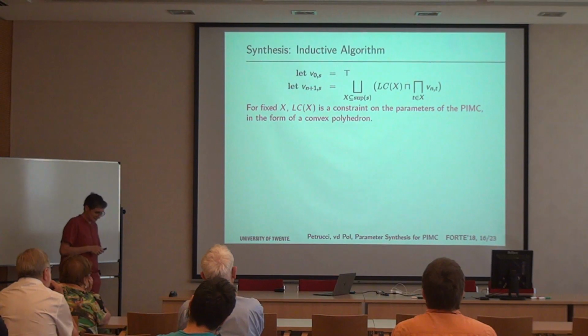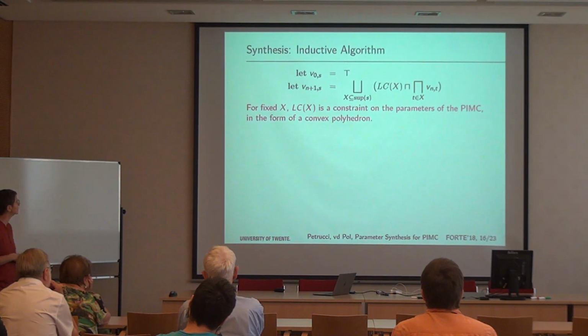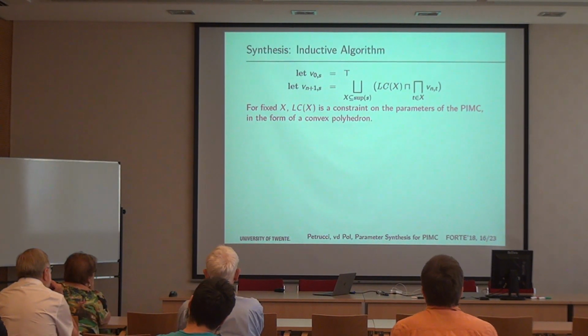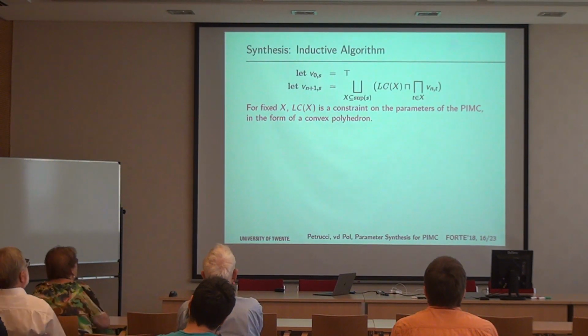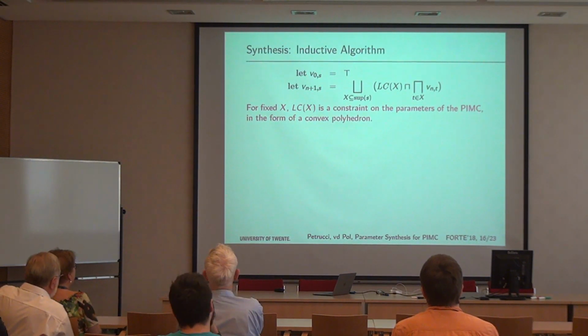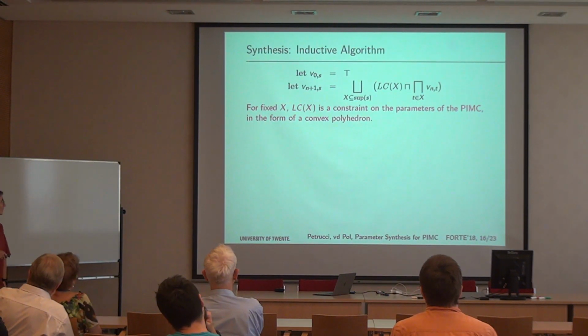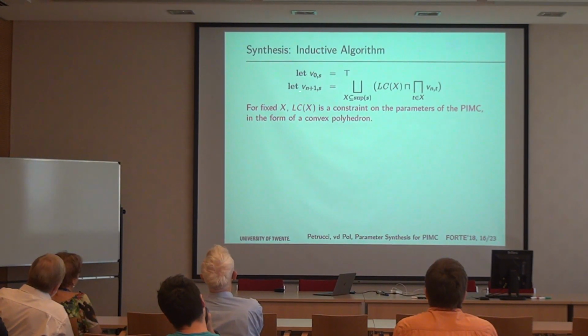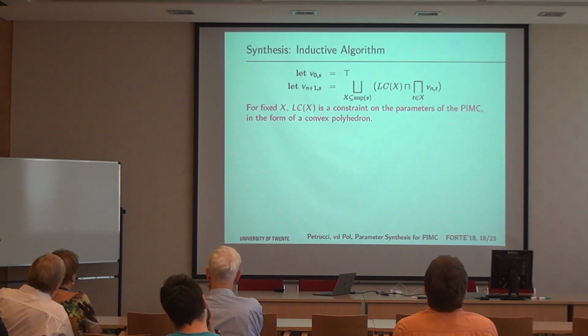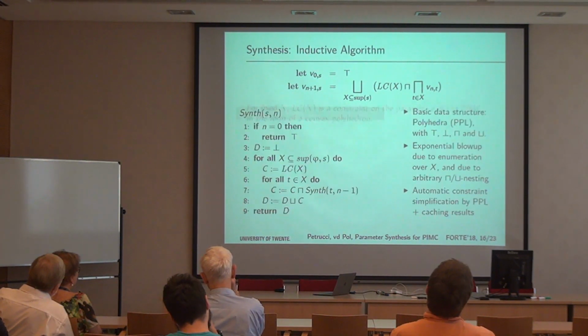In the case of PRMCs, we have done a synthesis with an inductive algorithm, and for a fixed set X, the local consistency of X is a constraint on the parameters of the PMC that we express in the form of a convex polyhedron. And so here we have, say, two variables, V0s and Vn+1s, where the second thing is a state, and the first one is a level of consistency that can be repeated.